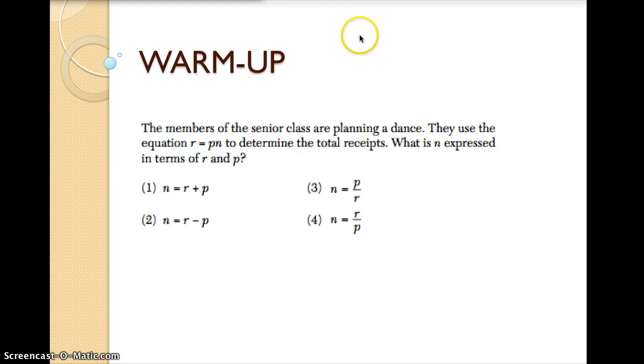Okay, let's go ahead and try this warm-up. Try it by yourself and then put me back on play so that we can go through it together.